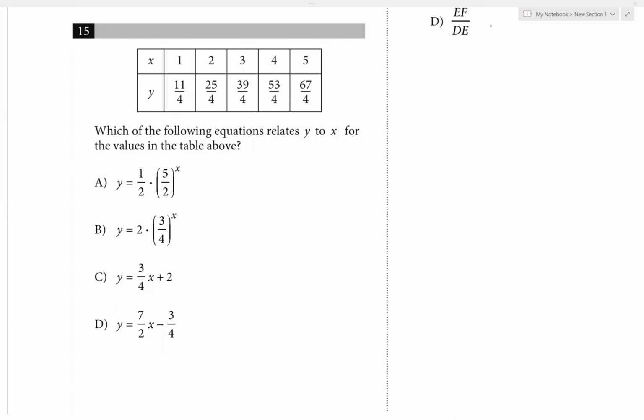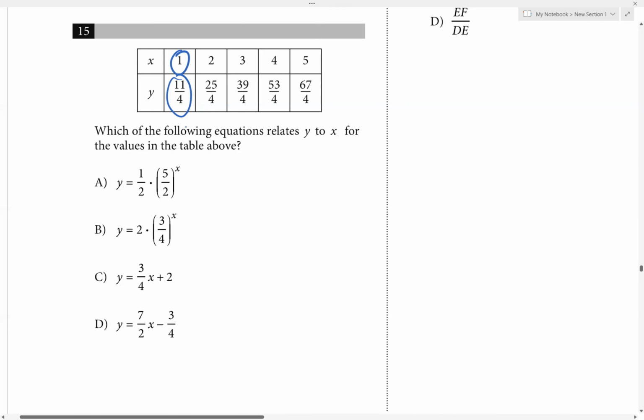All right, so if we're trying to write an equation from the table, that might be a little bit more difficult. So what we can do instead is plug in some x value into the answer choices and see what we get for the y value. For example, if you plug in 1 for x, the y value that we get should be 11 over 4. So if you don't get 11 over 4, we can just eliminate it.